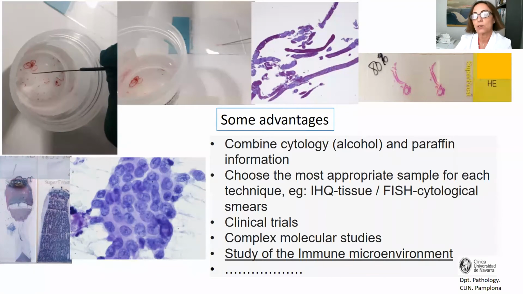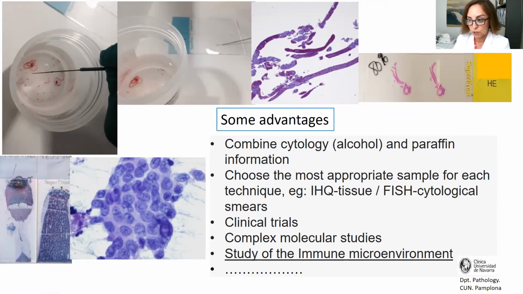But for us pathologists, it has many advantages. We can combine the information of cytology fixed in alcohol and paraffin, fixed in formalin, of course. We can choose the most appropriate sample for each technique. Of course, it's good to have a cell block or a tissue to do immunohistochemistry, but at least in our experience, we prefer to use cytological smears.